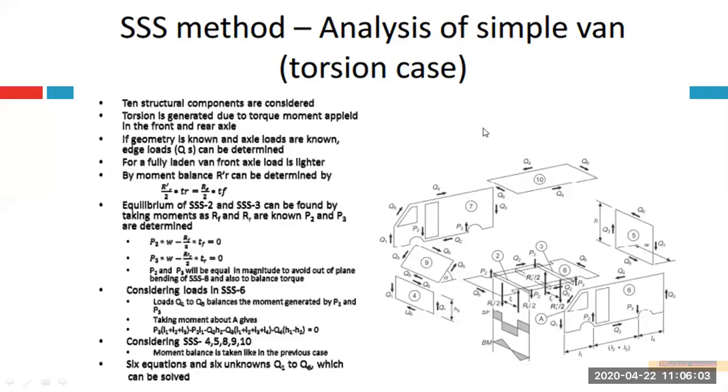This is the way you're going to solve this entire assembly. Once you have written the equations for each of the simple structural surfaces separately, you're going to have 10 different equations. Using those 10 equations, you're going to solve for the loads that are not known to you. I'm going to now stop at this particular point.